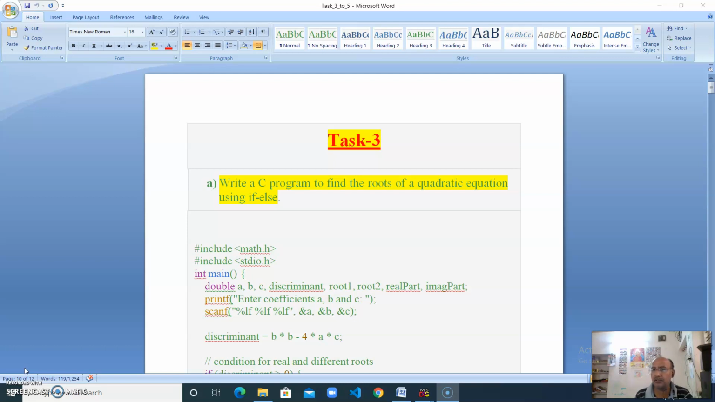In this video lecture, I am discussing the lab task. That is task 3. Task 3 contains A, B, and C. Task A: write a C program to find the roots of a quadratic equation using if else.